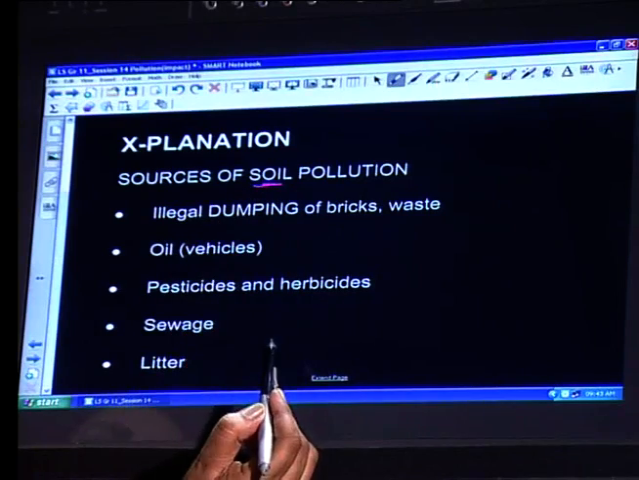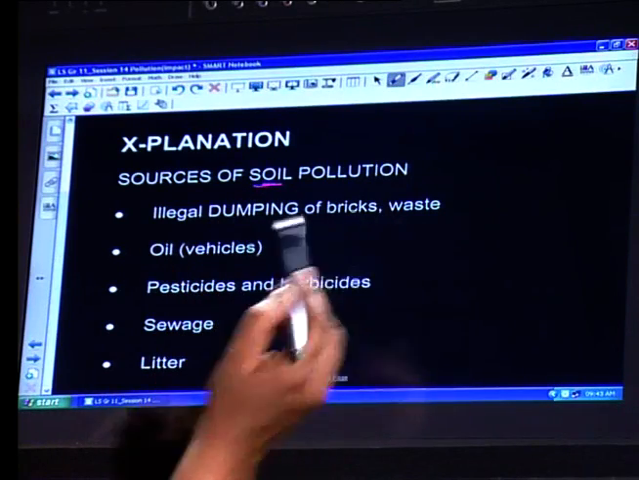We now go on to soil pollution. Remember, we said there's 3 types of pollution: air, water, soil. Soil is also called land pollution. We're going to look at now the sources of land pollution, of soil or land pollution.